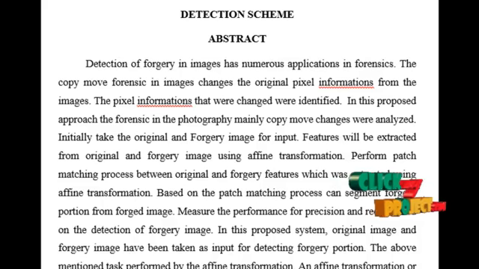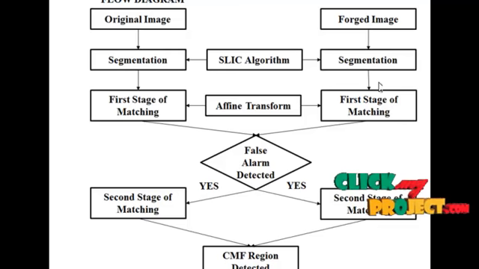In this proposed system, the original and forgery images are taken as input. For detecting the forgery portion, the above mentioned task is performed by the affine transformation. An affine transformation or affine map is a function between affine spaces which preserves points, straight lines, and planes. Also, sets of parallel lines remain parallel after an affine transformation. An affine transformation does not necessarily preserve angles between lines or distances between points, though it does preserve ratios of distances between points lying on a straight line. Then perform the patch matching process. Let me discuss the flow diagram for our process.